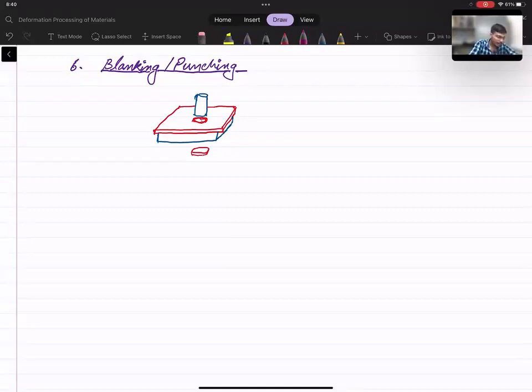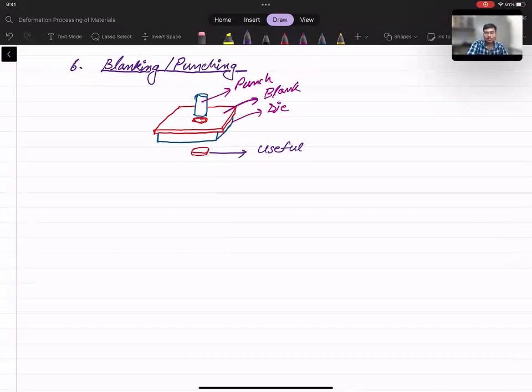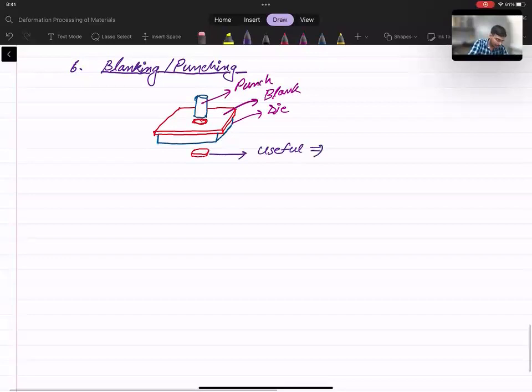Okay, so let me write the names first. So this is our punch, and this is the blank. This is the die. Okay. So if this part is useful, means this punched out part is useful and the remaining blank is of no use to us, then in that case this process is known as blanking.